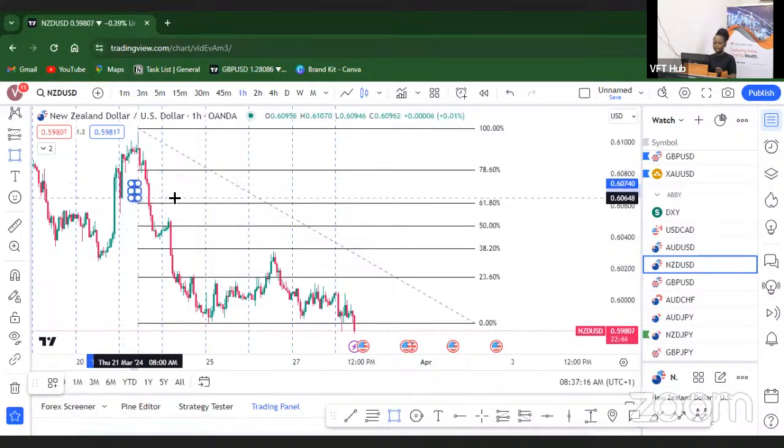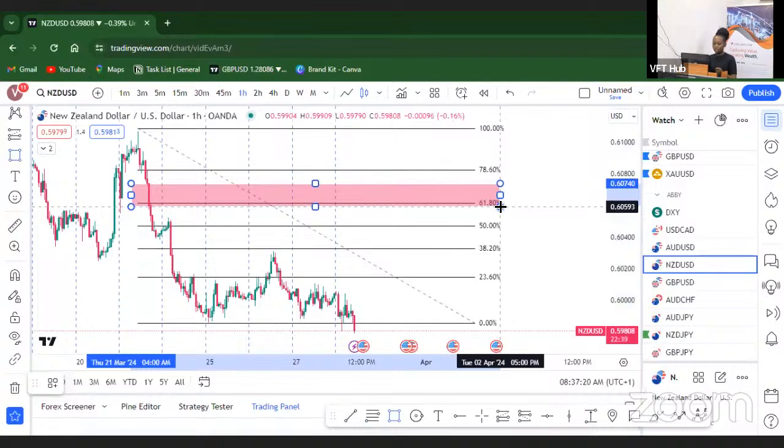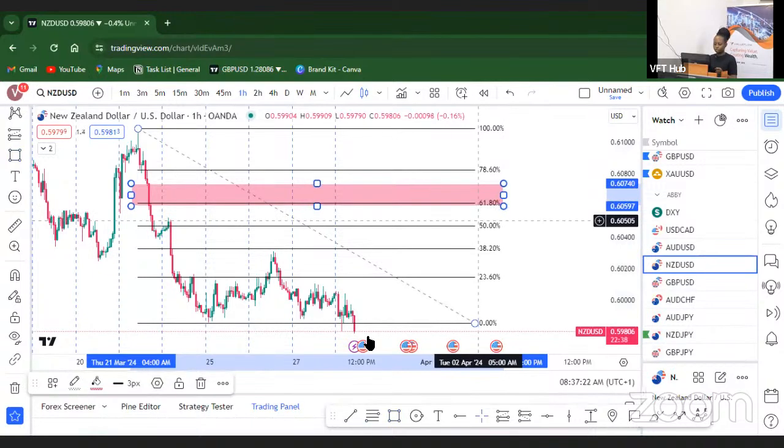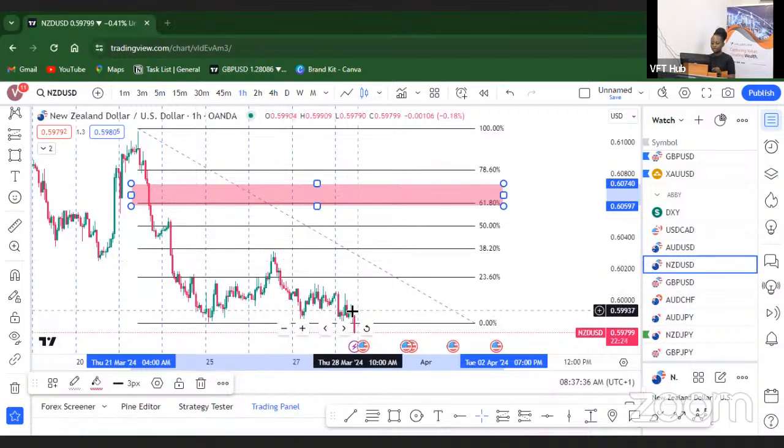So it has broken below this level, right? The next thing is to wait for it to go into fair value gaps, and then we're going to continue selling NZUSD, right?